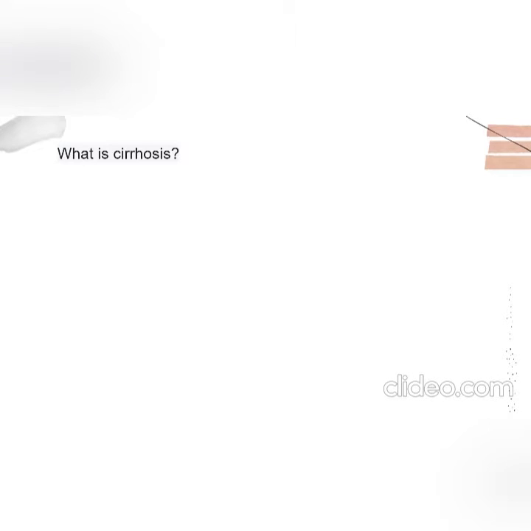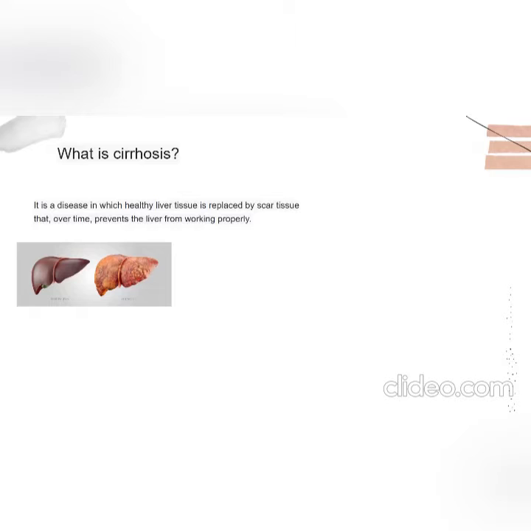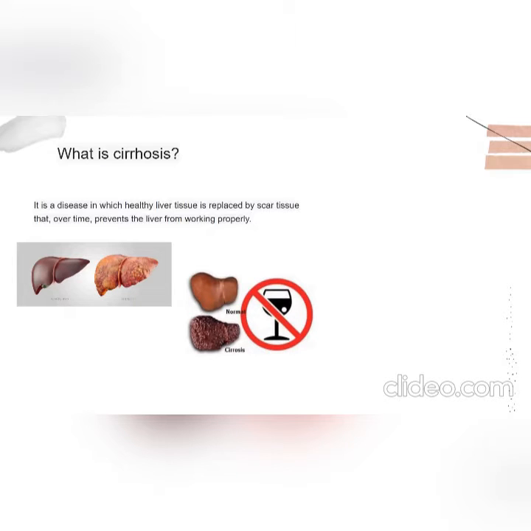What is cirrhosis? Well, this is a disease in which healthy liver tissue is replaced by scar tissue that, over time, prevents the liver from working properly. Alcohol-induced cirrhosis, also known as alcohol cirrhosis, is the term used to describe cirrhosis that has been caused by drinking excessive amounts of alcohol, usually over many years.